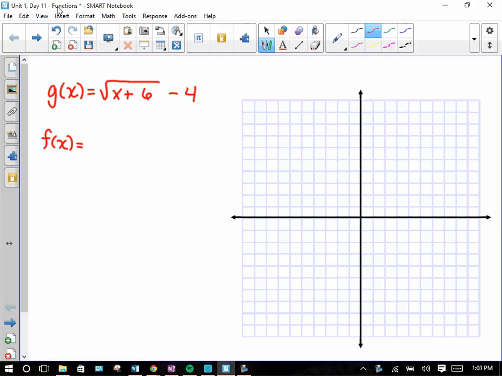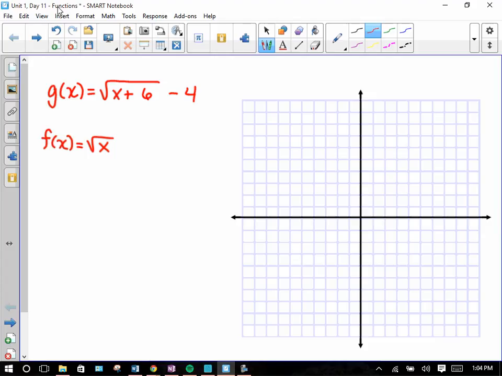All right, and this is number 9, I believe. So the parent function is square root of x, so you need to know what that looks like. In fact, on this one, I graphed the parent function just because it makes it a little bit easier. All right, so the parent function square root of x.